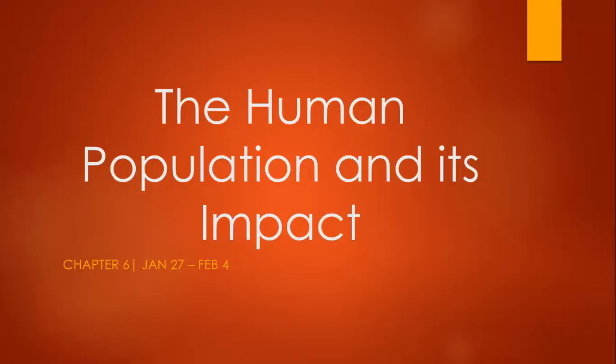The number one thing that we can do to reduce the problem is to slow down the rate of human population growth. More people on Earth means more pressure on the natural systems. It's really that simple. So let's talk about human population dynamics.